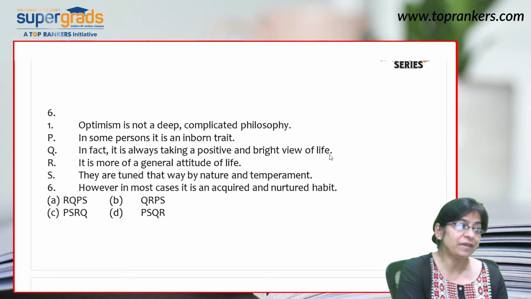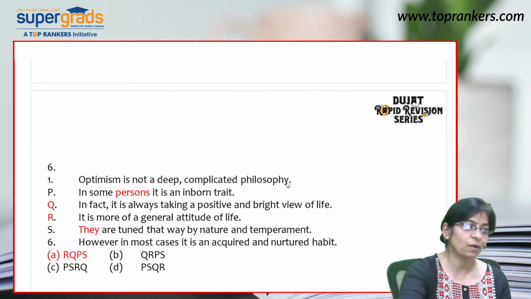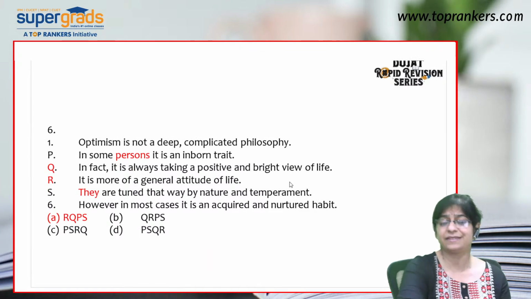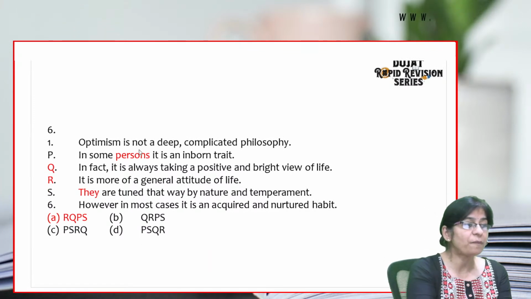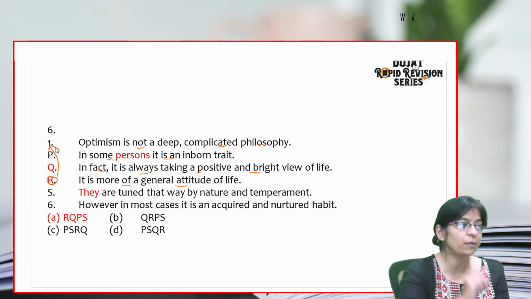Can anyone tell me if there was a mandatory pair in this parajumble? Anything at all? Oh, my answer differs. Let's see why. Let's see. Optimism is not a deep, complicated philosophy. In some persons, it's an inborn trait. In fact, it is always taking a positive and bright view of life. It is a more general attitude. Actually, I feel that R naturally succeeds number one.